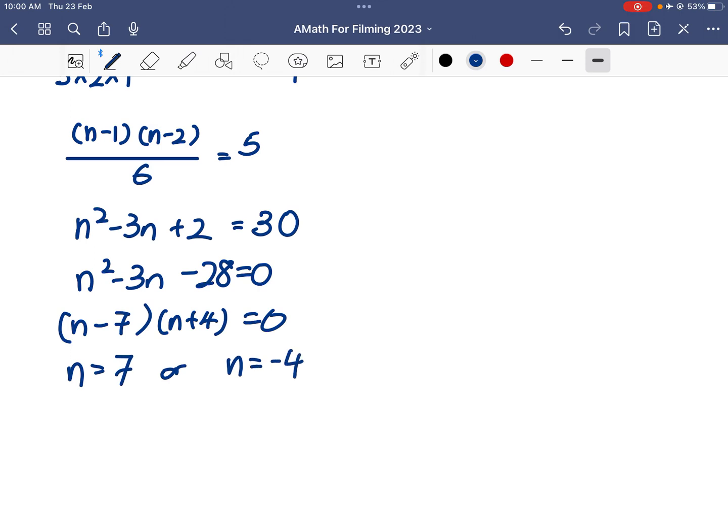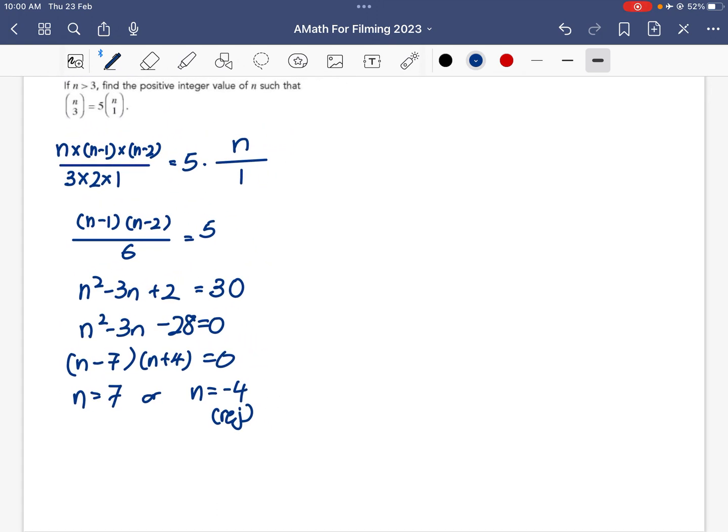For n choose r, we cannot have a negative value. Why? Because as I said, it's like 20 items, you choose 5. You can't choose items from negative 4 items. So hence, when we are solving for n choose r questions, the n value must always be an integer, and it must always be a positive integer. Hence, we reject negative 4. So the answer is n equals 7.